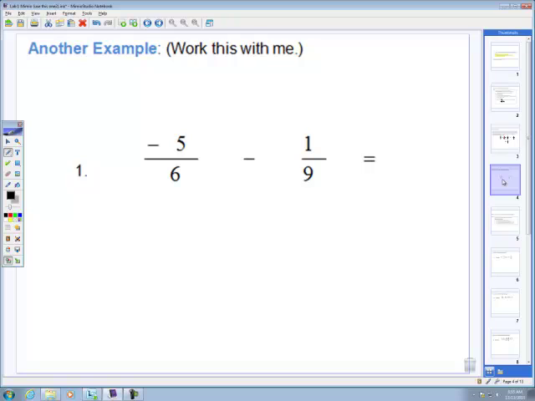Well, let's check 9. 9 is not a multiple of 6, so we'll have to check the next multiple of 9. The next multiple of 9 is 18. 18 is a multiple of 9 and a multiple of 6, so therefore 18 would be our least common denominator. So I'm going to rewrite each fraction with the least common denominator of 18.